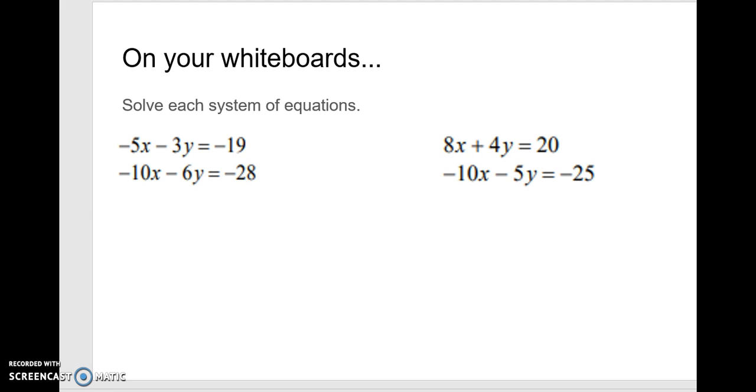The second one, again, do your work. I ended with 0 equals 0. That's a true statement, and so you would write infinite solutions. So again, the first one was no solution. The second one was infinite solutions.